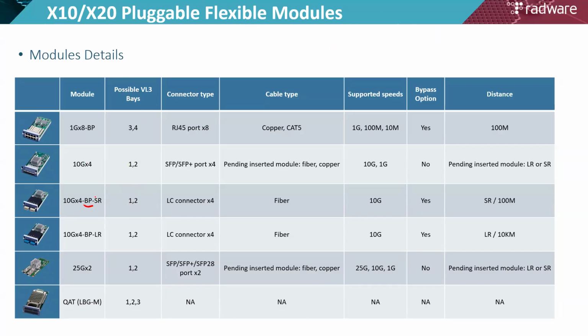One more thing is this. If you find BP within a module name, it basically means that that particular module supports bypass functionality, as you can see here. And these are the connector types. Those are LC based connectors. LC stands for Lucent and it is a connector scheme in the fiber world. So these are some of the things that you need to be aware of.